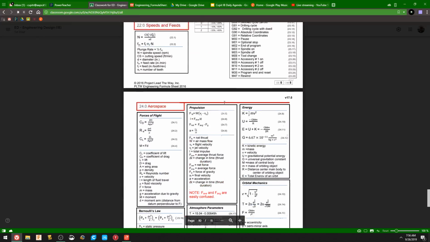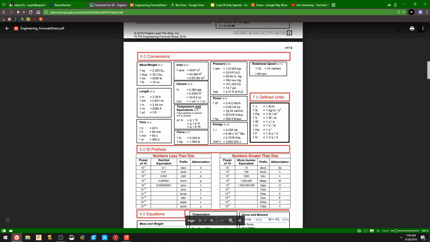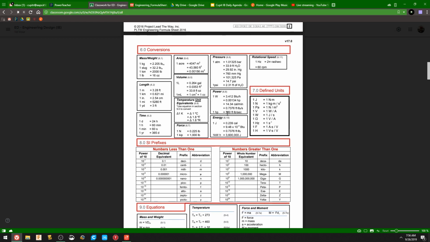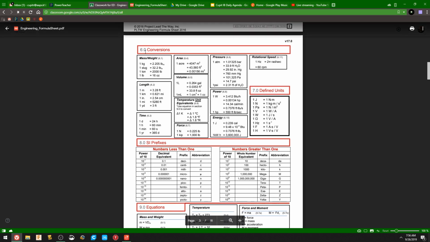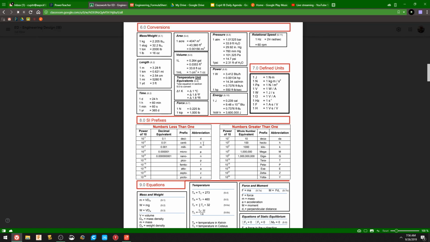But there are some things in here that we're going to focus on, for example on page 3. If you look down on page 3, it says 6.0 Conversions. This is basically every conversion that you're going to need for this class. If you scroll down a little bit more, you're going to see SI prefixes, which we talked about yesterday. These are the way you're going to convert. That's all you really need for now.